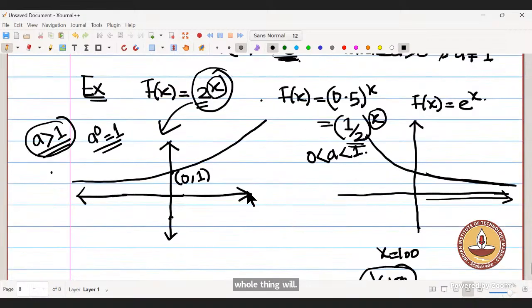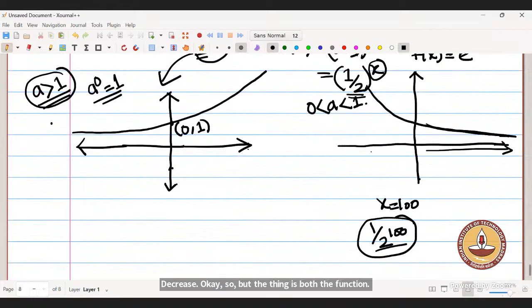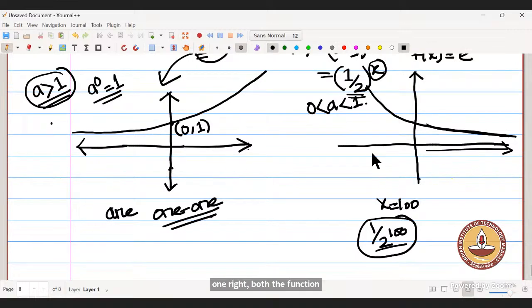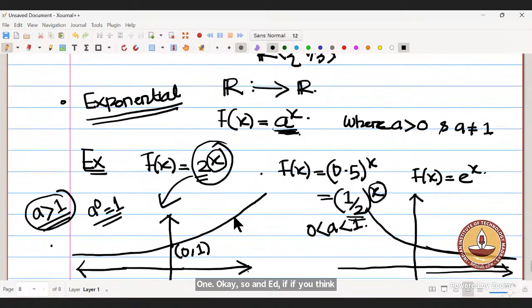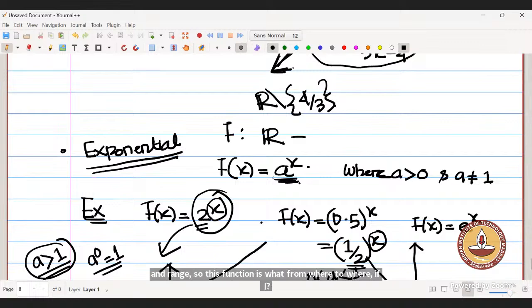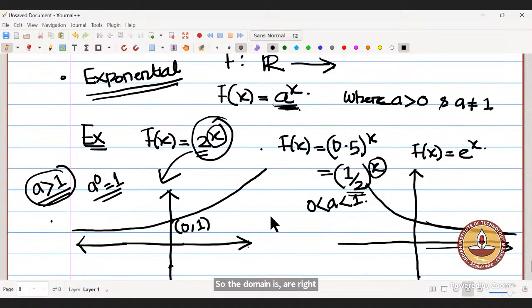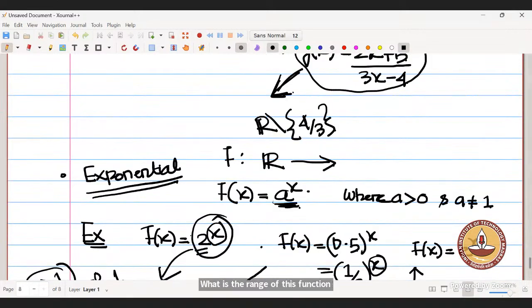Okay. But the thing is, if you try to see the graph, both the functions are 1-1, right? And if you think about the domain and range, this function is from where to where? So the domain is R, right? And what is the range of this function? 0 to infinity. Correct. So the range of this function is 0 to infinity.